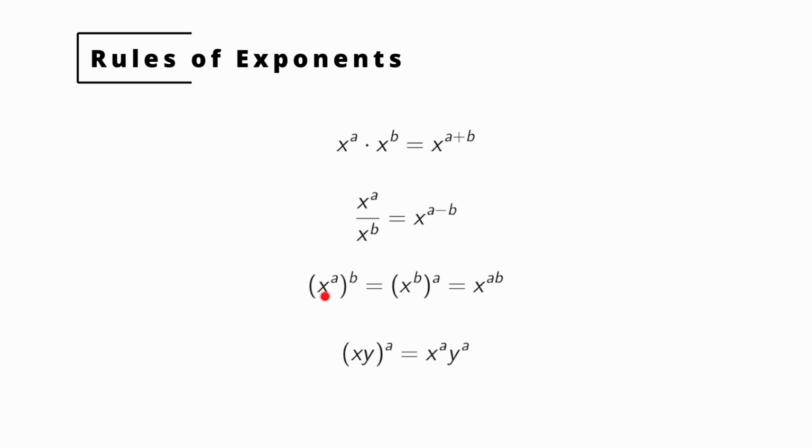If we have an exponential expression like x to the a, and we raise it to the b power, then we simplify this by taking x to the a times b power. We could also write this, instead of x to the a raised to the b, as x to the b raised to the a. And finally, if we have a product being raised to a power, we simply raise each factor to that same power. So if you have x times y to the a, you can raise x to the a and y to the a.